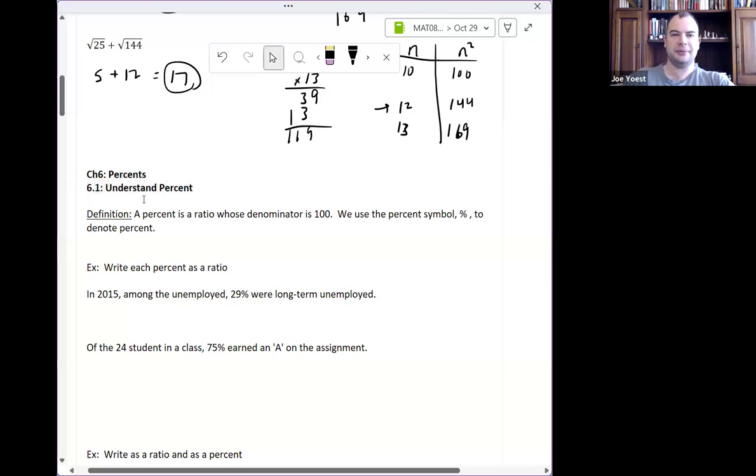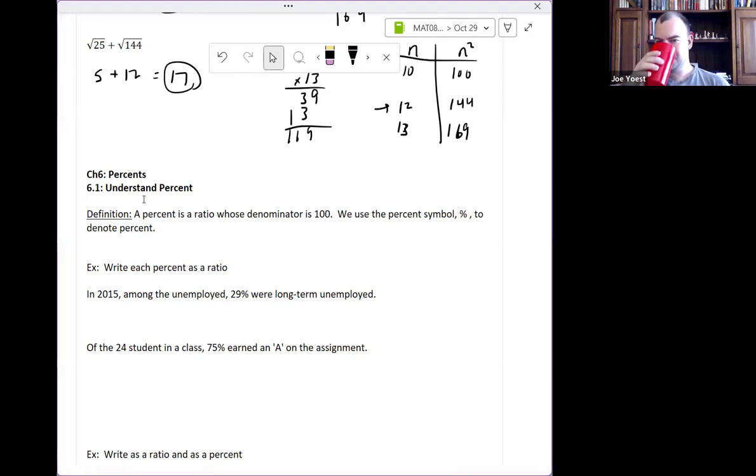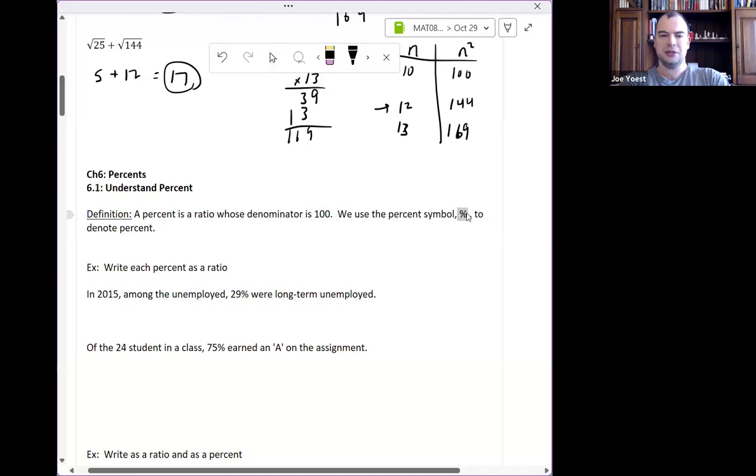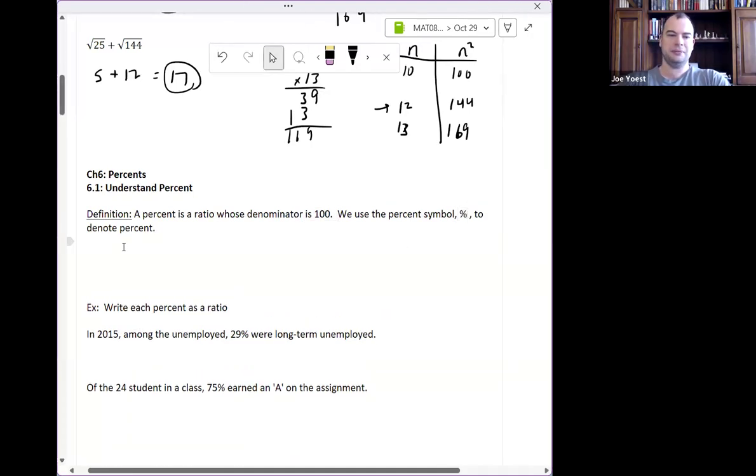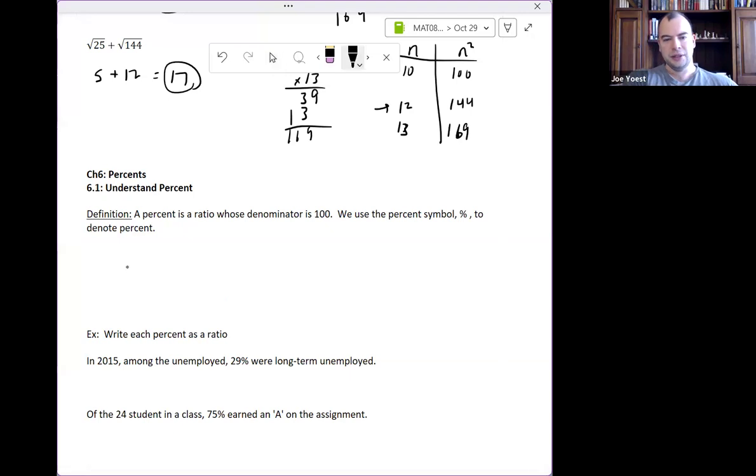So now starting into chapter 6, percents, and starting with 6.1, just some basics of percents, understanding percent. So a percent is a ratio whose denominator is 100, and we use the percent symbol to denote percent. Note that percent means basically per 100. I mean, if you think of a cent in your pocket, you might have dollars and cents, right? 1 cent is 1/100th of a dollar.